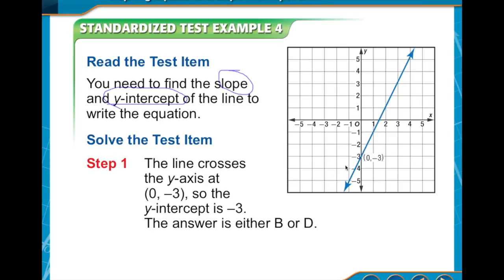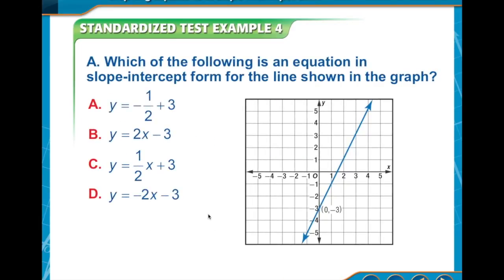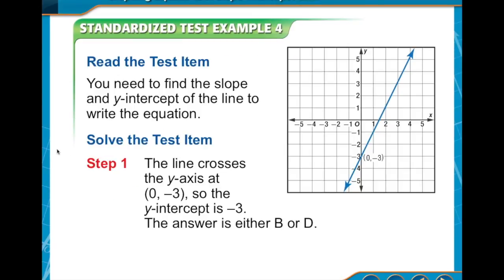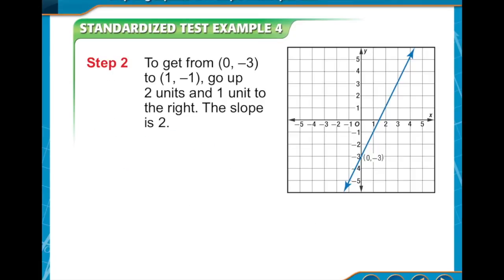So first thing we see, our y-intercept is right here at -3. So we see that here. So if we then go back to our options, we know only something that has a -3 at the end would make sense. So then we know A and C are both wrong. Now what else do we know?